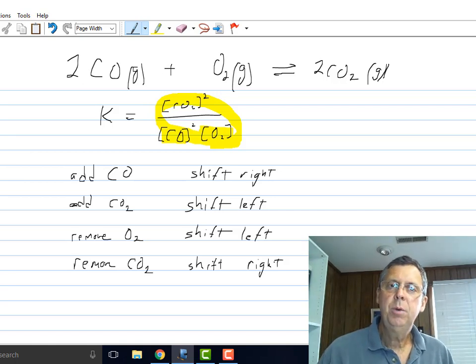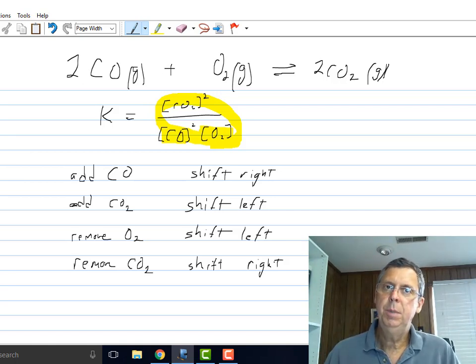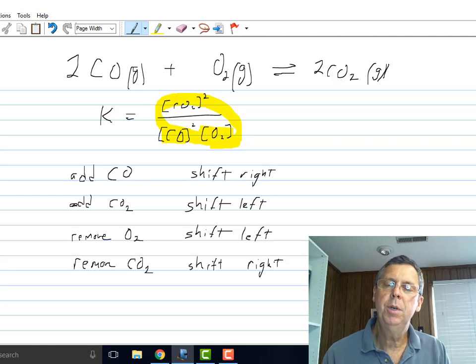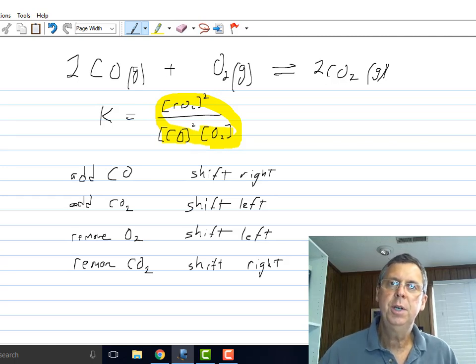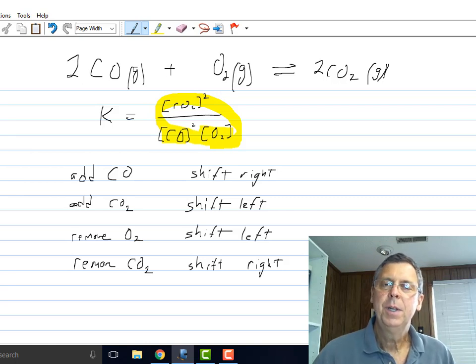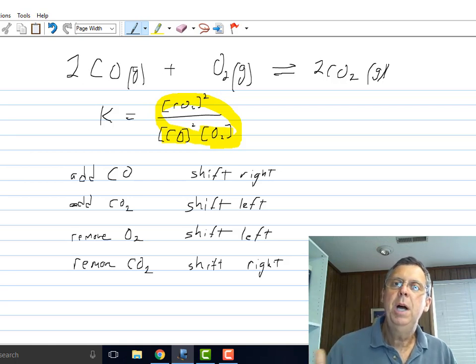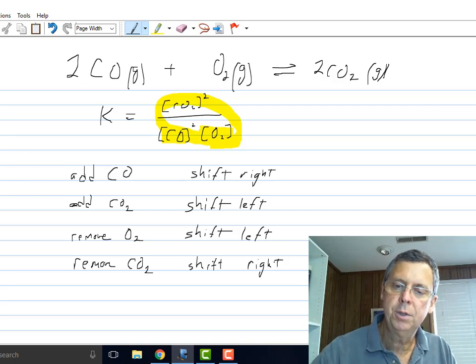Remember that at equilibrium, the concentrations are constant, but the process is still constantly occurring. We still have a forward and reverse reaction that occurs, but we don't see a net change in concentrations because everything is, well, I hate to say static. Concentrations are constant, but the reactions are still occurring. So if we disturb this equilibrium, then the process will have to try to reestablish the equilibrium conditions with our new concentrations.